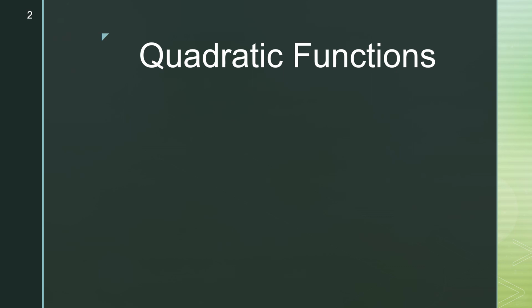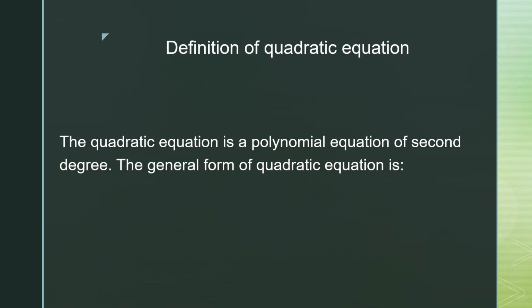So we'll start with the quadratic functions. Let's understand first the definition of quadratic function or quadratic equation. So the quadratic equation is a polynomial equation of second degree, and the general form of this quadratic equation is given by the following equation, which is a times x squared plus b times x plus c equals 0.